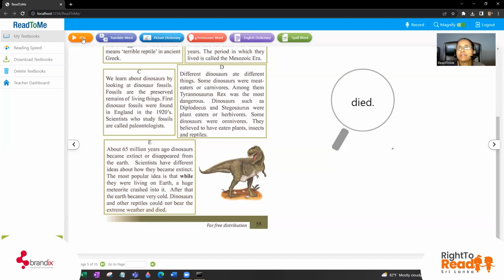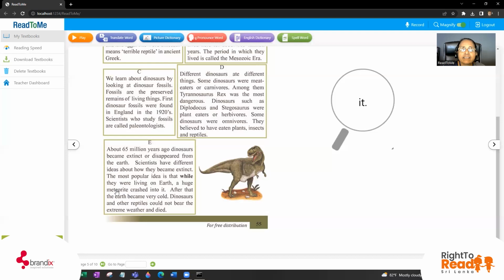What happened to dinosaurs? What happened about 65 million years ago? They became extinct or disappeared from the earth. Then the most popular idea is that while they were living on earth, a huge meteorite crashed into it. Yes, a huge meteorite crashed into it.